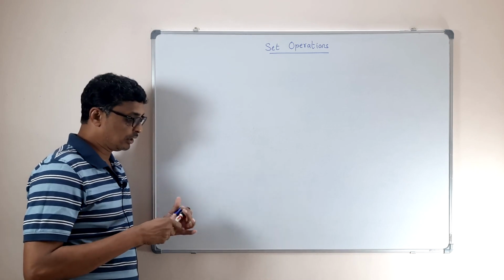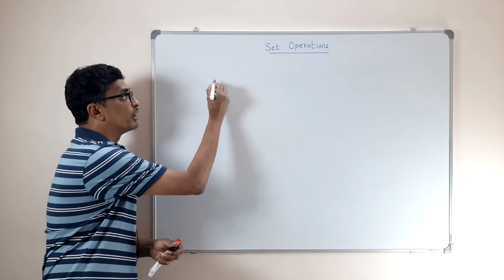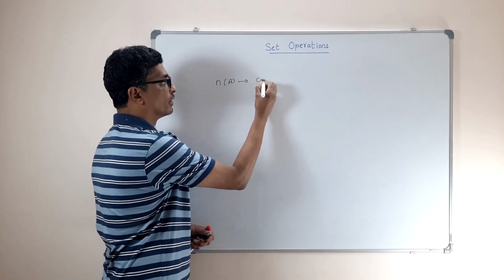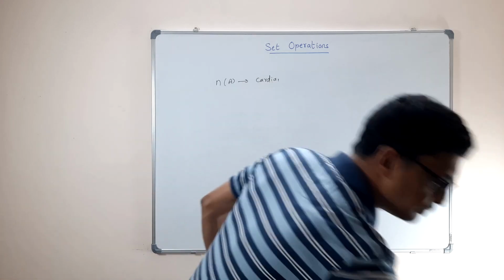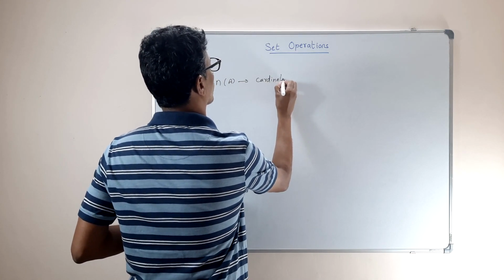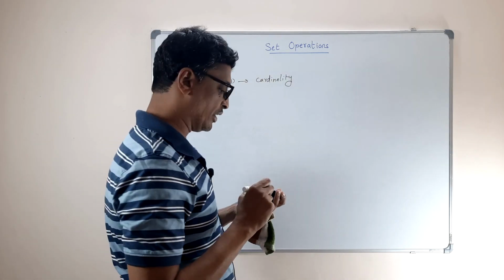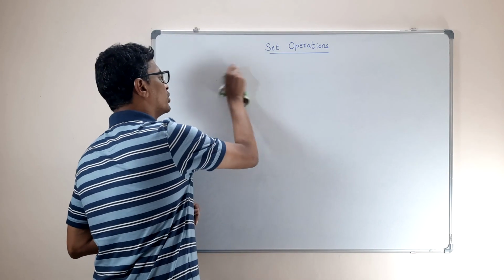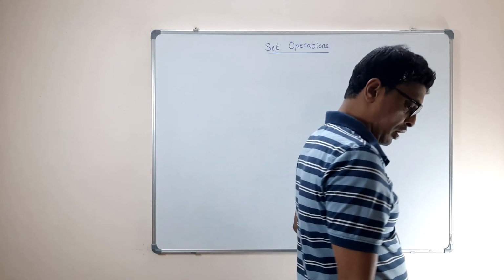It's simple. You remember the number of elements in the set. What is the symbol we got? n(A), right? This is also called the cardinality of set A. When they write cardinality, it means the number of elements in the set. Can you tell me what is the cardinality of an empty set? 0. Correct.